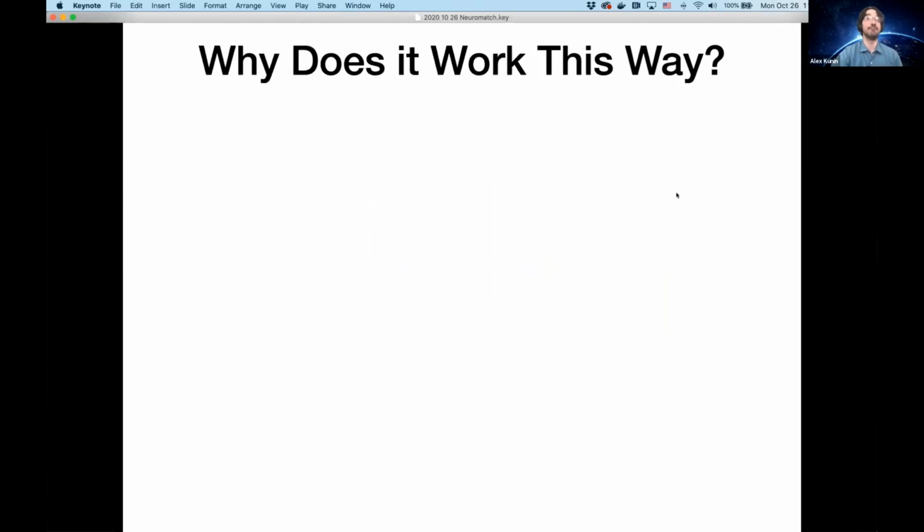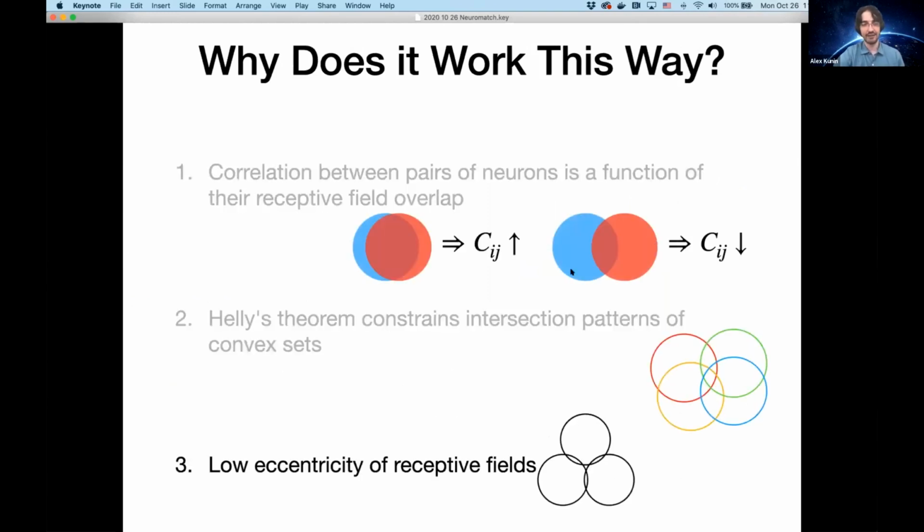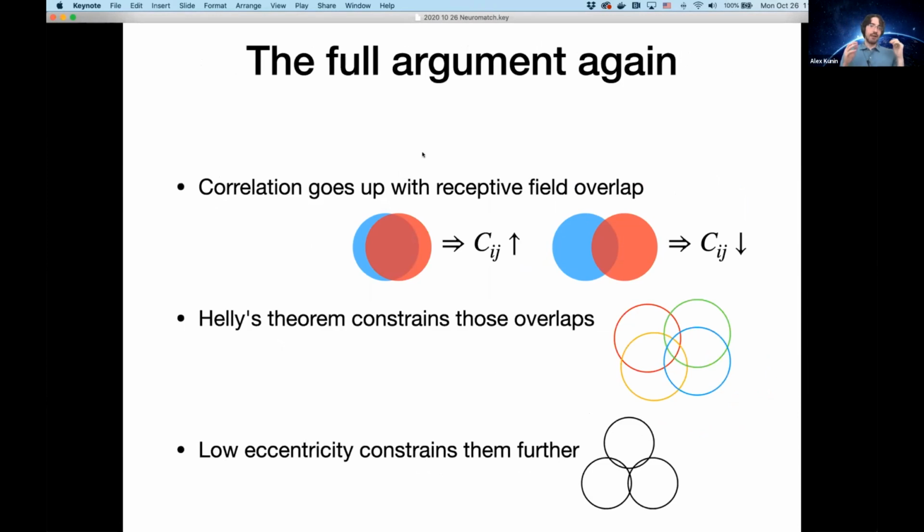So why should this be? And here I will actually skip ahead to the other end. Basically, correlation between cells goes up when the receptive fields are overlapping, or the receptive field centers are close together. There's a mathematical result called Helly's theorem, which basically says if you place convex sets in the plane, so two-dimensional convex sets like visual receptive fields, they're constrained in how they overlap. And specifically, once you know the third order overlaps, all higher order overlaps are completely determined. They either exist or don't exist. So you can think of this as, once we know the third order correlations, within very tight bounds, we know all higher order correlations.